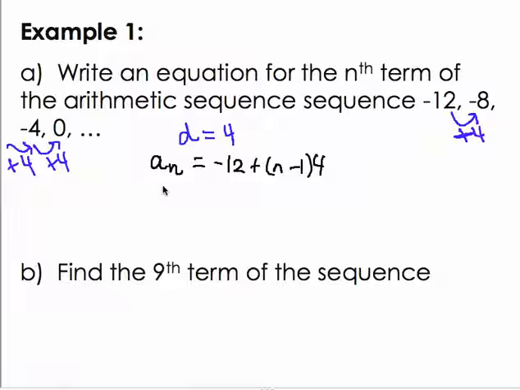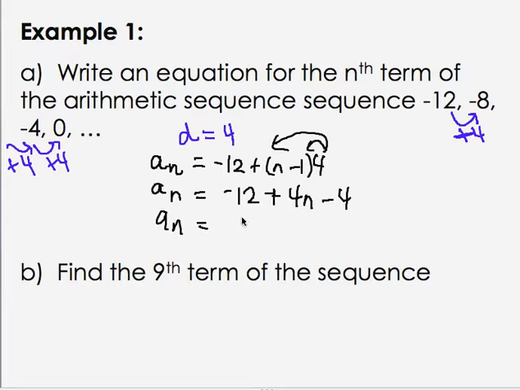Okay, so now we have a sub n is equal to negative 12 plus, I'm going to use the distributive property, 4n minus 4. And then I'm going to simplify. So a sub n is equal to, let's see, negative 12 minus 4 is going to be negative 16. So 4n minus 16. Okay?